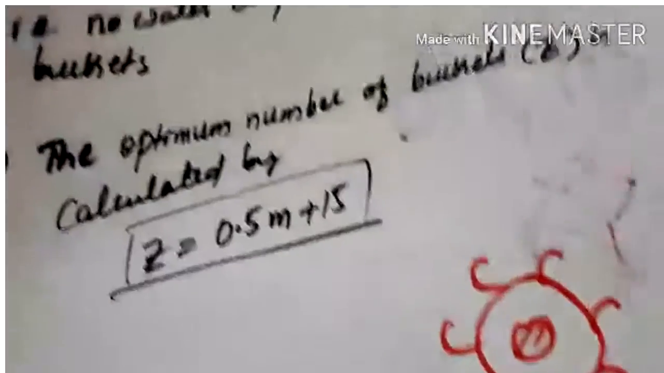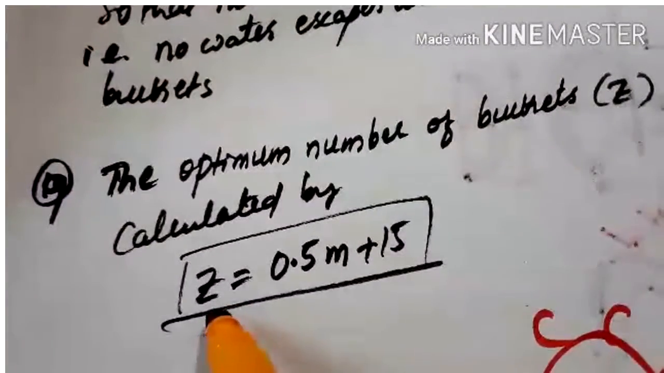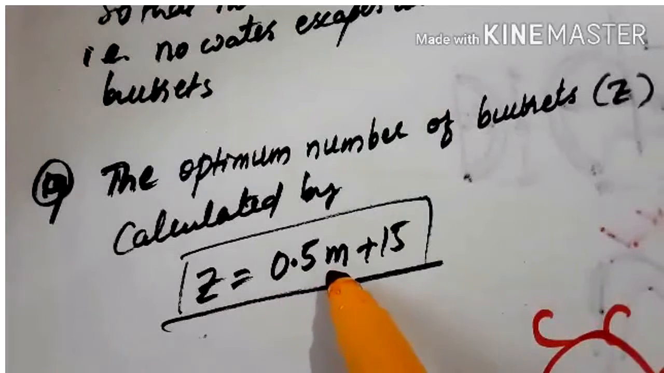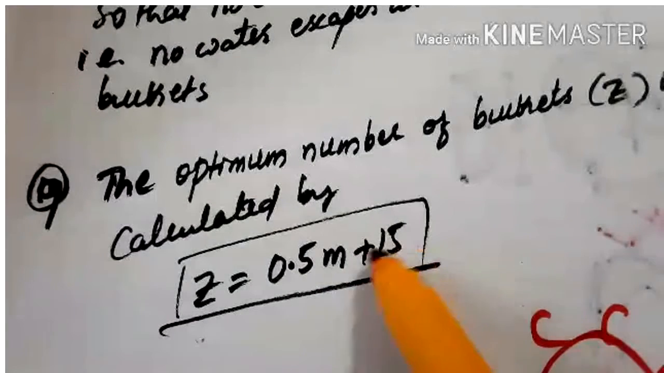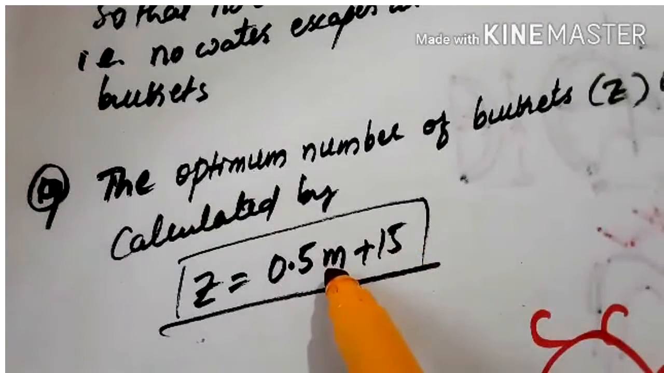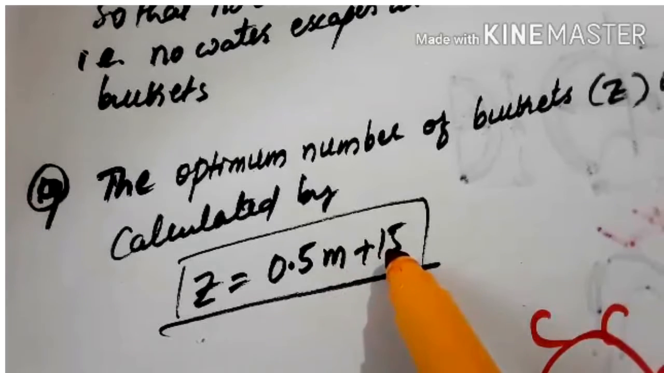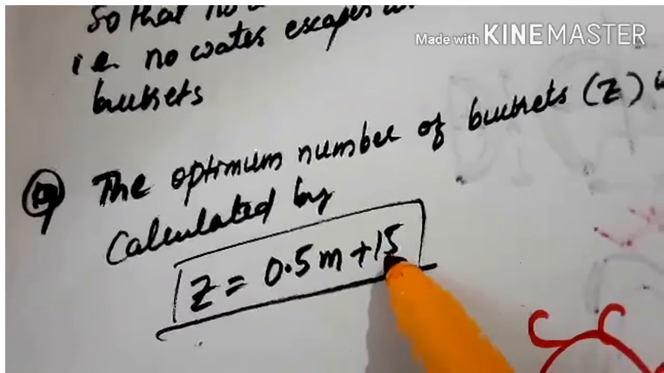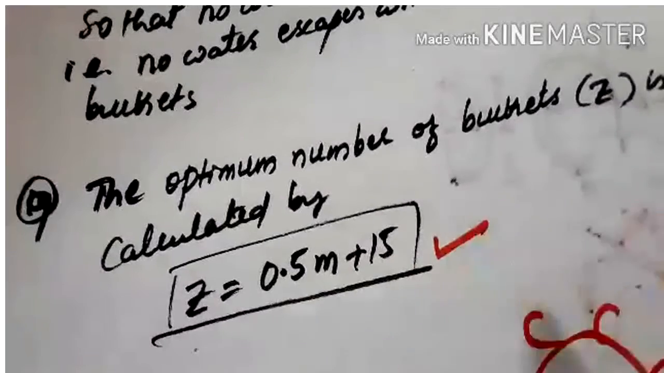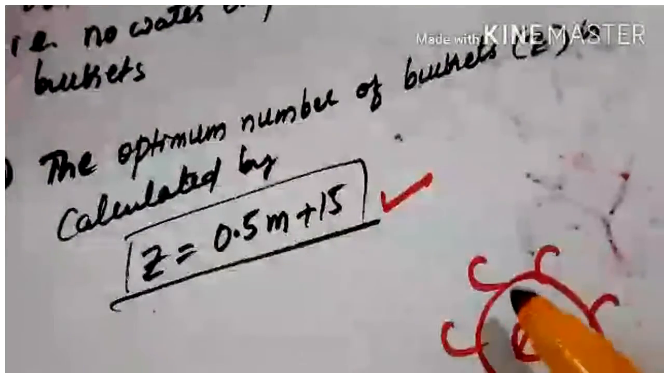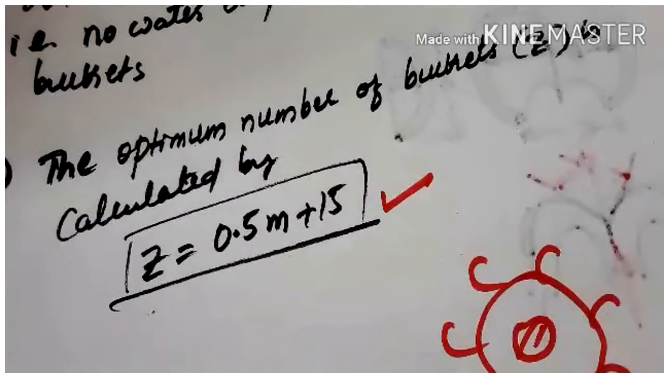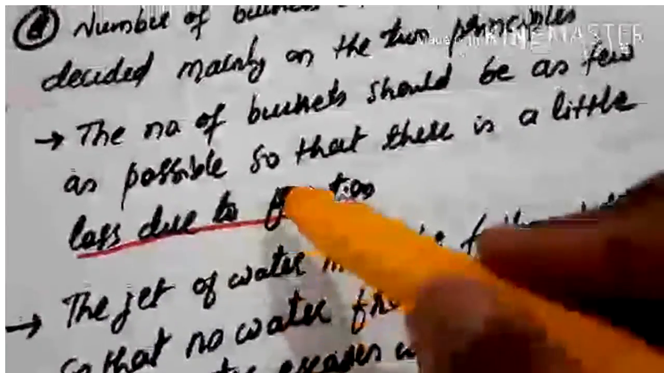Then the optimum number of buckets is given by Z = 0.5 M + 15. By using this we can get the optimum number of buckets, so that these two principles can be satisfied.